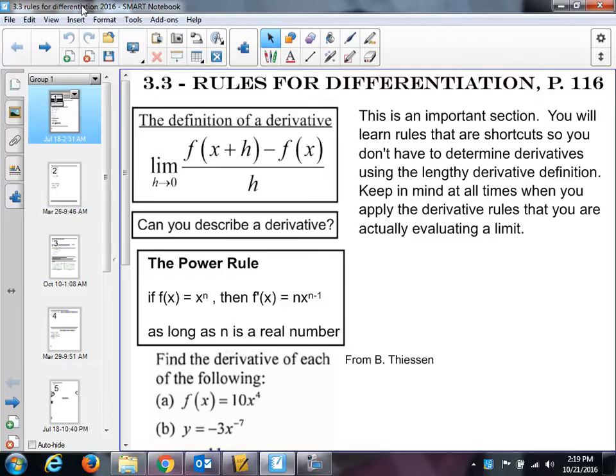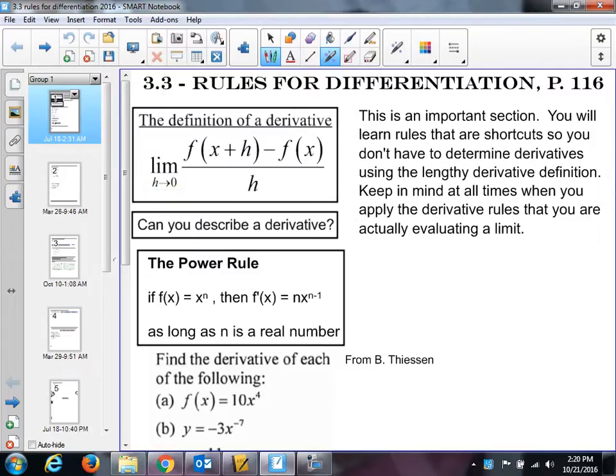So, rules for differentiation. You need to memorize this right until day 120 or whenever you write the AP test. The definition of a derivative, if you're asked to use the definition of a derivative to come up with a derivative. It's a limit, and keep this in mind at all times. I'm going to show you some shortcuts so you don't actually have to work this out every time, but you are actually doing a limit every time.